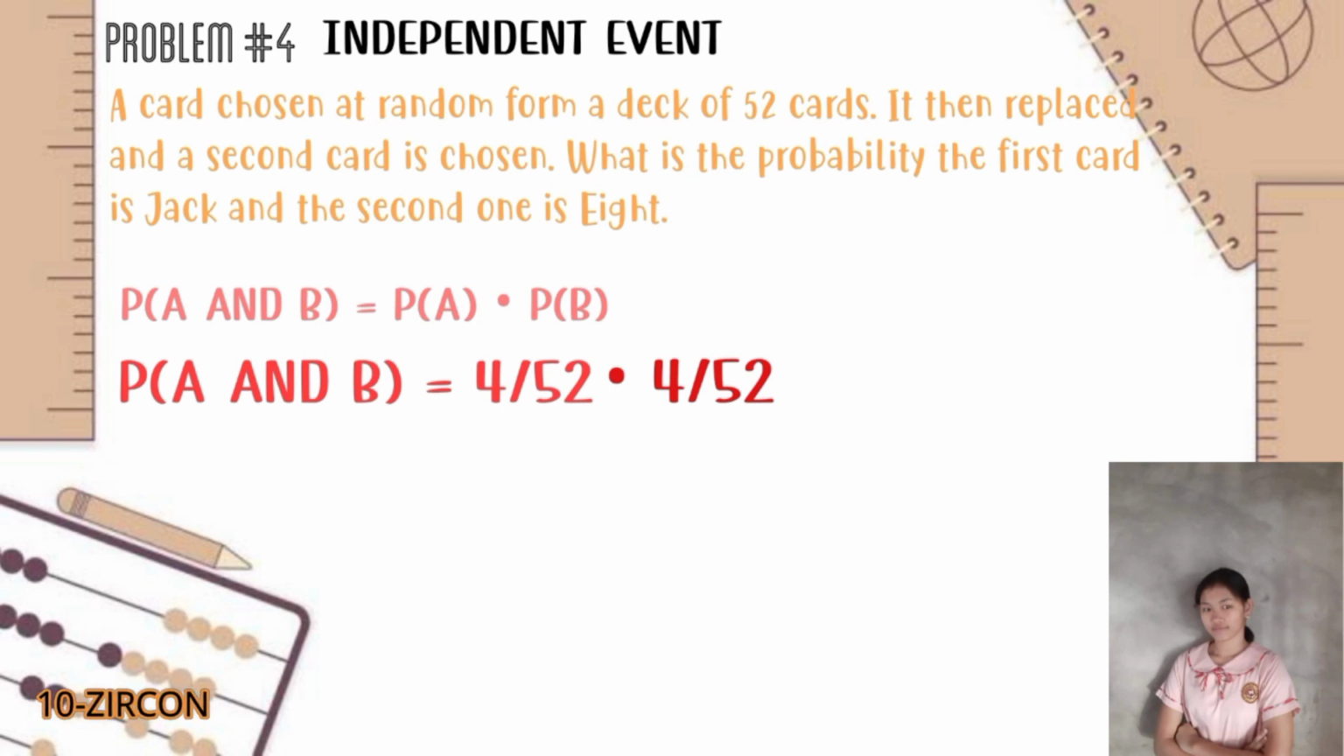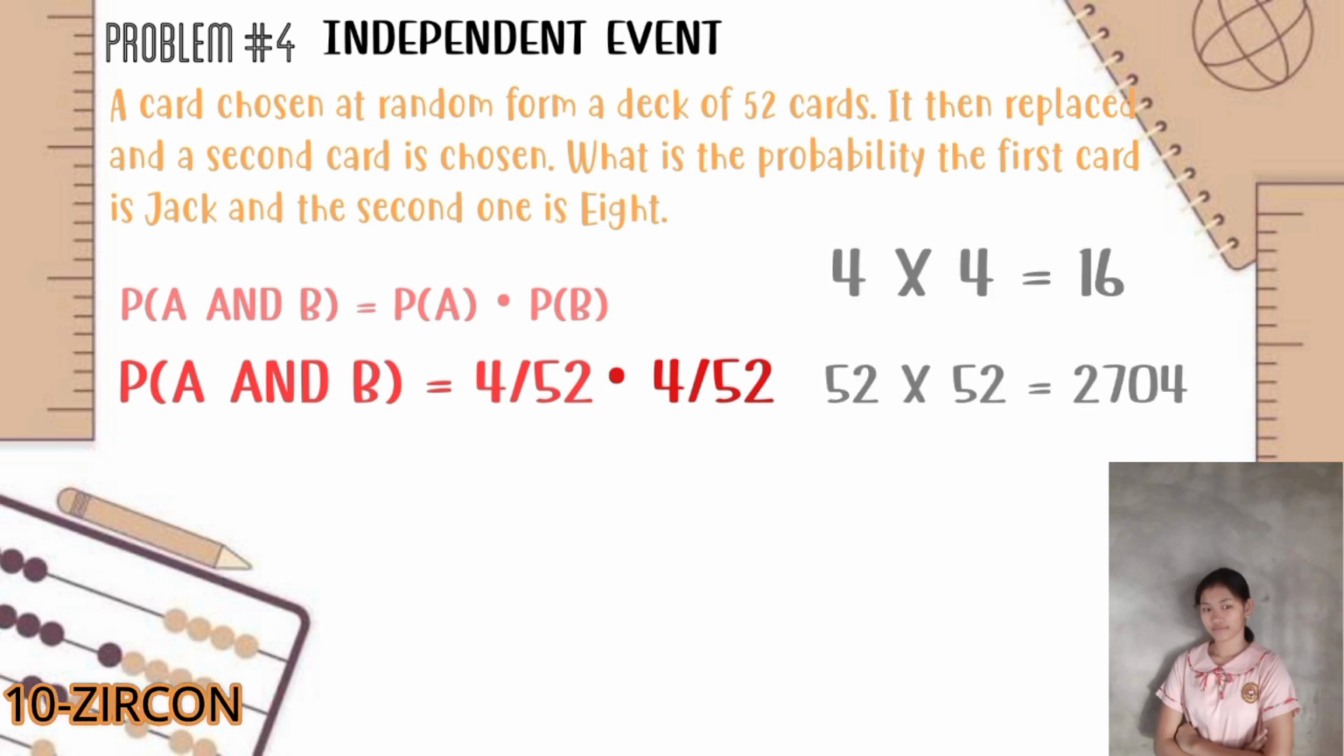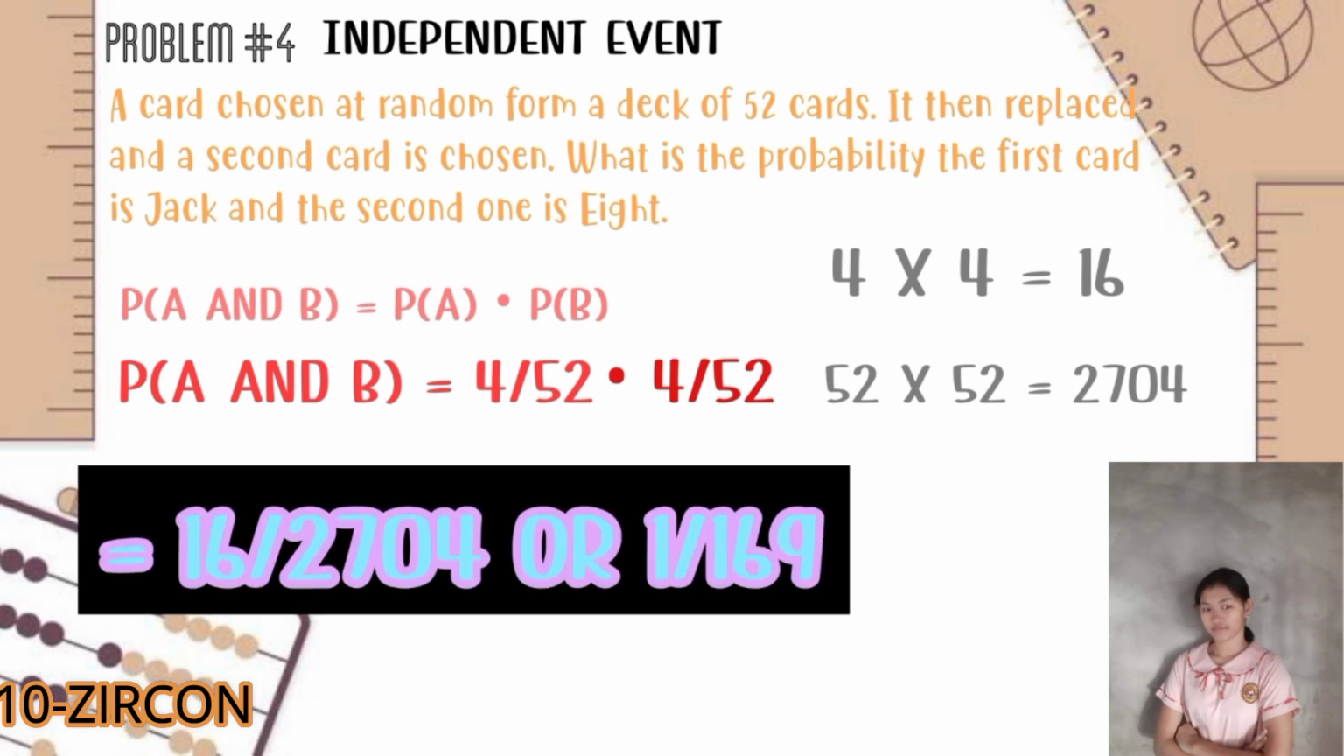We can now solve. 4 times 4 is 16 and 52 times 52 is 2,704. 16 over 2,704 can still be simplified by dividing both numerator and denominator by 16. Now we have 1 over 169 since 16 divided by 16 is 1 and 2,704 divided by 16 is 169. Therefore, the probability that the first card is Jack and the second one is 8 is 1 over 169.